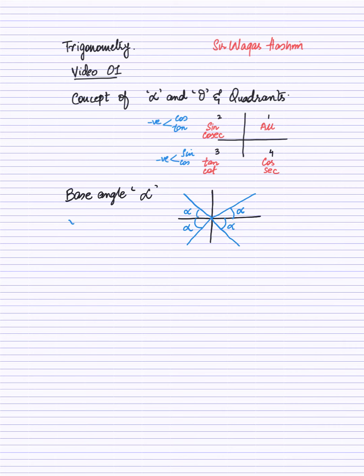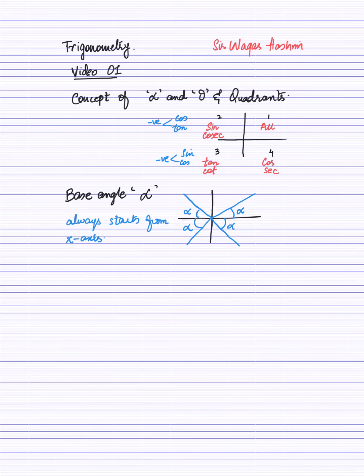So what is alpha? Alpha always starts from the x axis, or you can say that it always measures from the x axis.